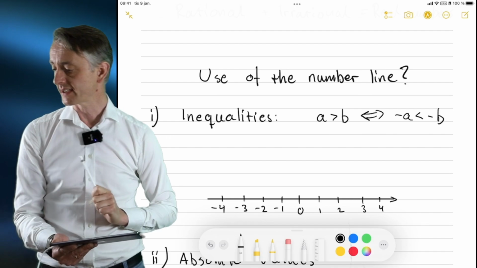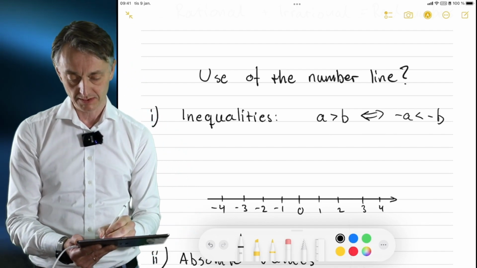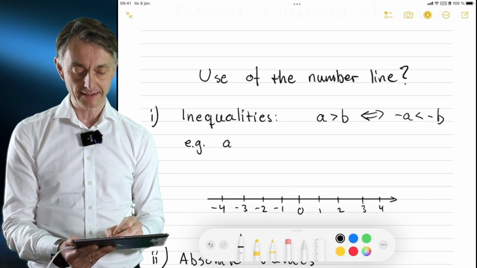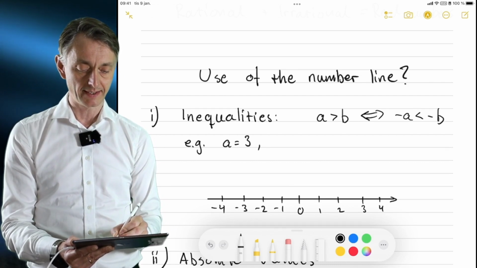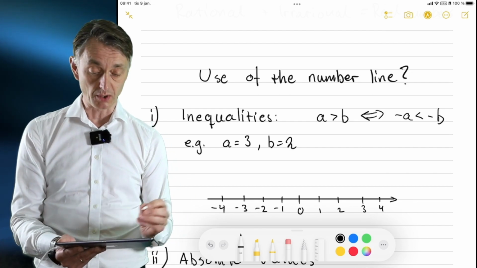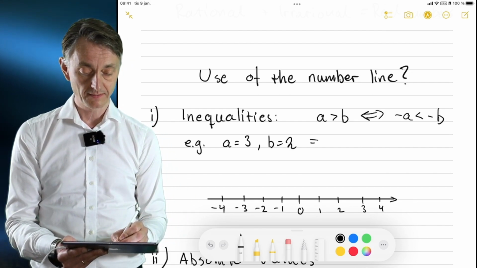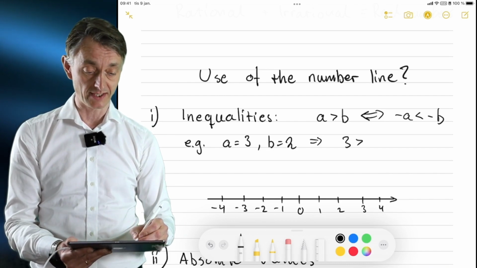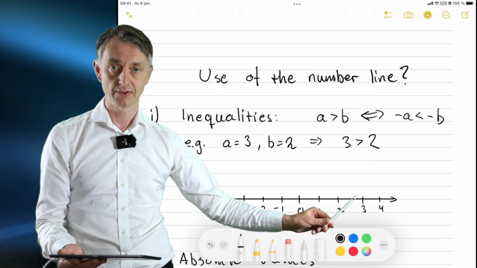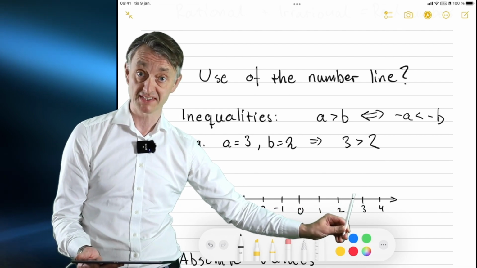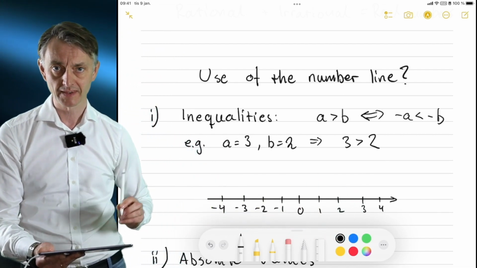So let us look at one example here. Let's say that A equals 3 and B equals 2. Then we see that 3 is indeed greater than 2. So 3 is bigger than 2, it's more to the right. But this is okay in the number line.